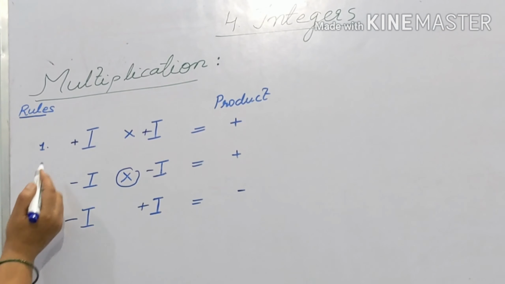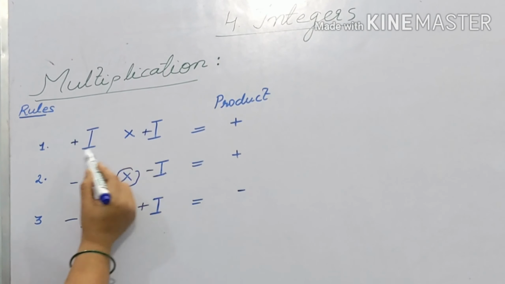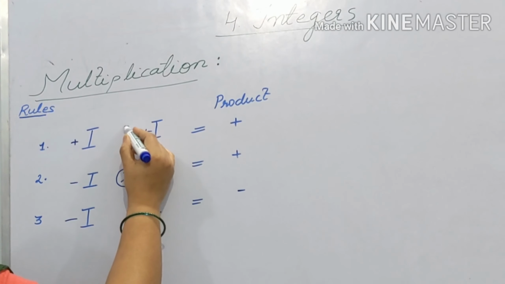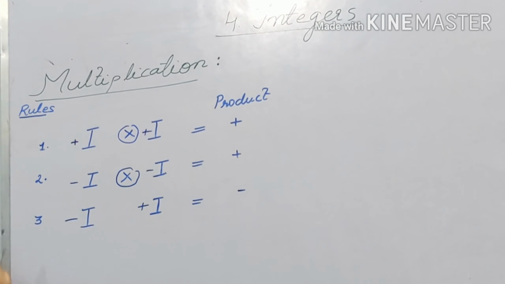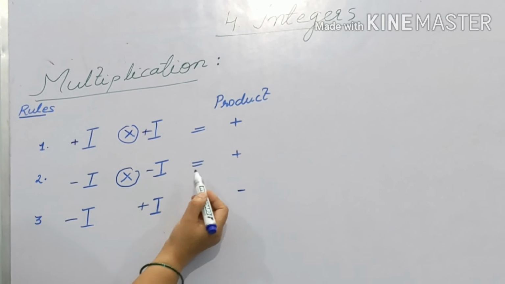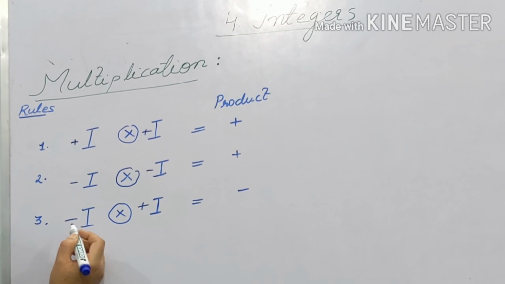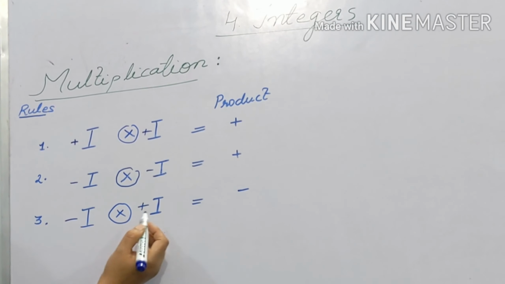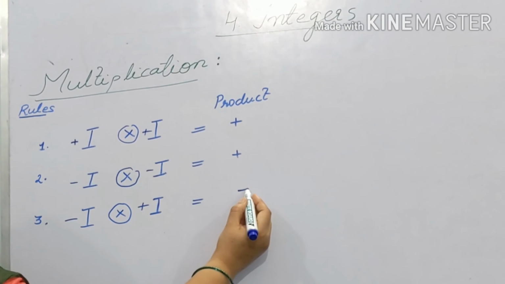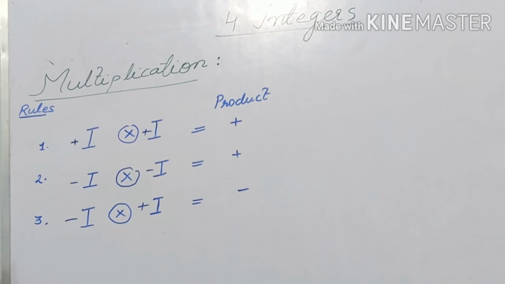Rule 1, when you multiply two positive integers, the product is always positive. Rule 2, when you multiply two negative integers, the product is always positive. Rule 3, whenever a negative integer is multiplied by a positive integer, the product is always negative. Let me explain with examples.